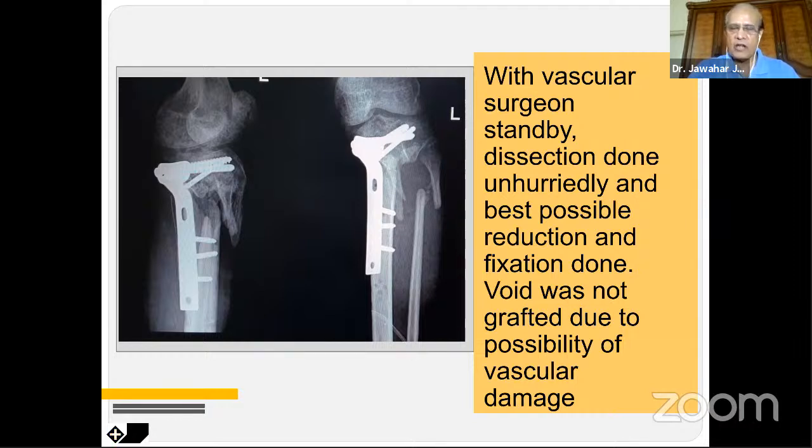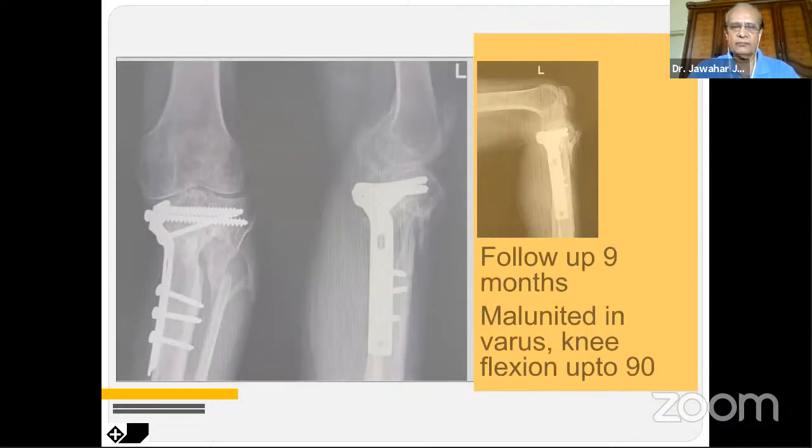The void was not grafted due to the possibility of vascular damage further, because it was the area where the vascular surgery was. If I put something blindly on that, it might cause some problem. So as the faculty said, practically this was in situ, which I just fixed with this particular plate. Fortunately, the lateral skin was good. It was not a problem even after putting this plate. And this is how things went on.